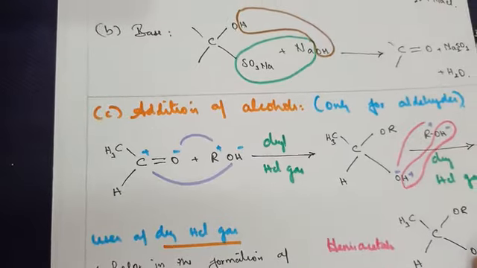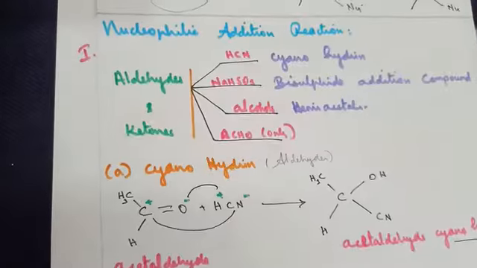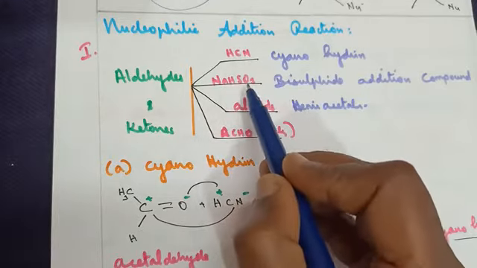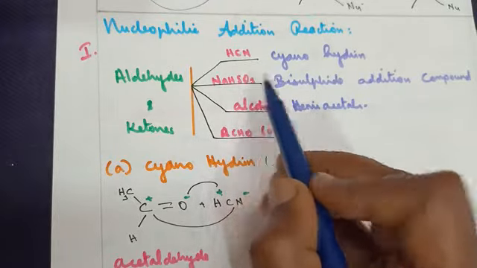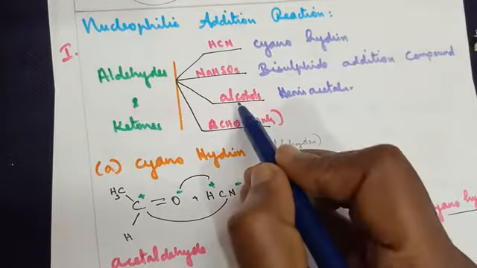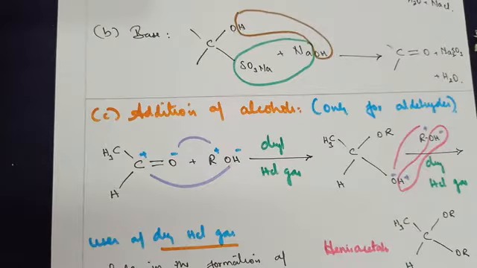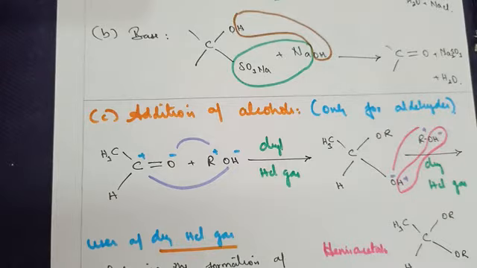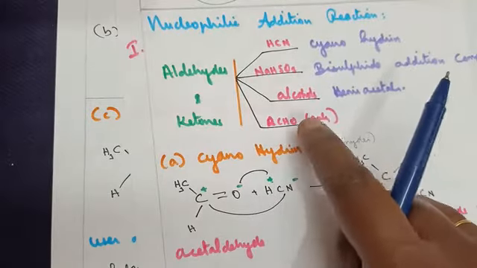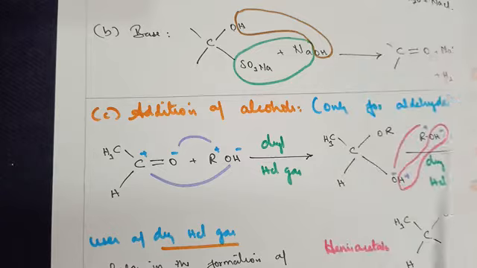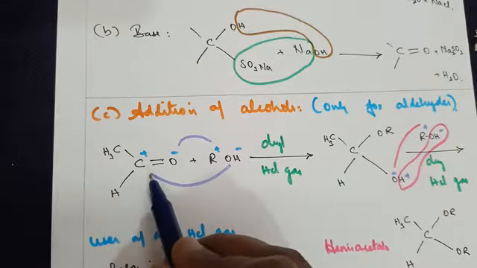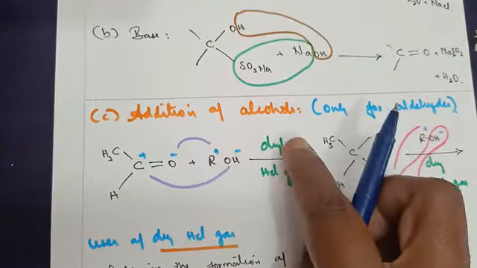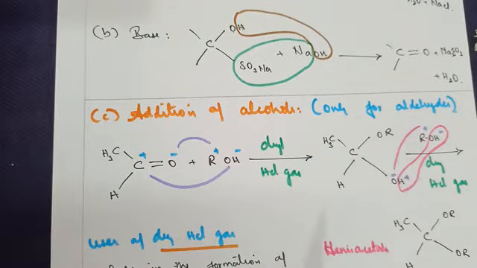And the next one, addition of alcohol. So of the reactions we have seen, reaction with HCN, hydrogen cyanide, and sodium bisulfite. The third one is reaction with an alcohol. So addition of alcohol is only for an aldehyde. I told you, I have written it here. It's only for an aldehyde that it reacts here. The aldehyde group you need to treat with an alcohol in the presence of dry HCl gas.